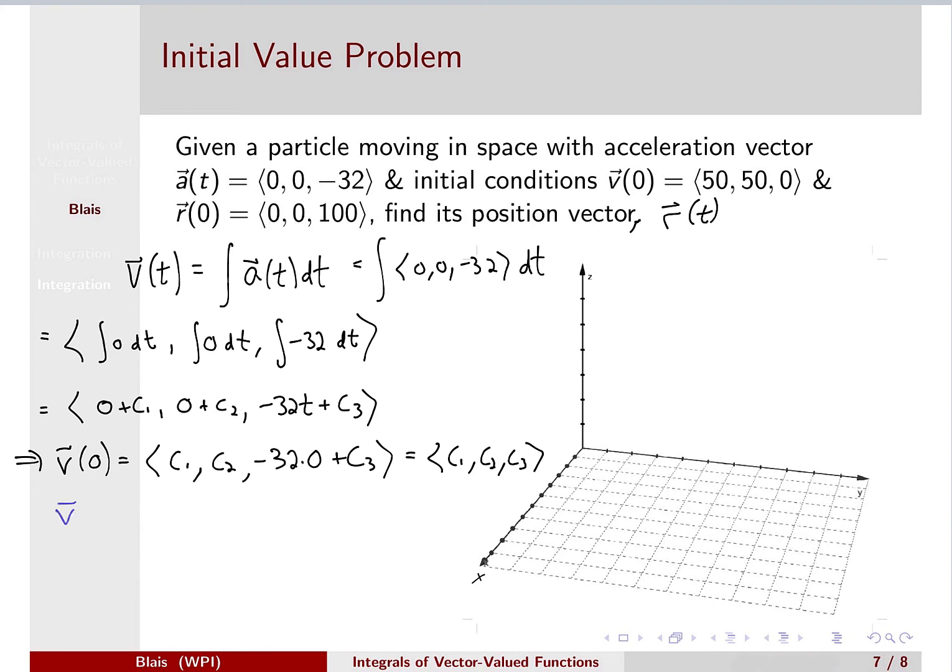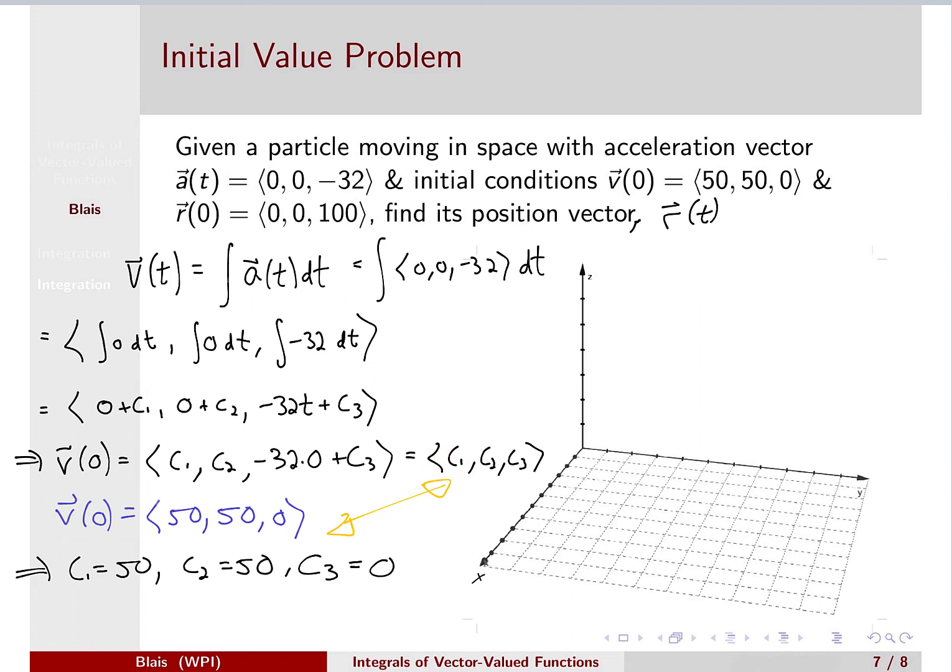From our initial condition, we know that v0 must be 50, 50, 0. And these two are both different versions of v0 and must be the same. Thus, c1 is 50, c2 is 50, c3 is 0 when we match the components of these vectors. And so that gives us that our velocity vector is equal to 50, 50, minus 32t.